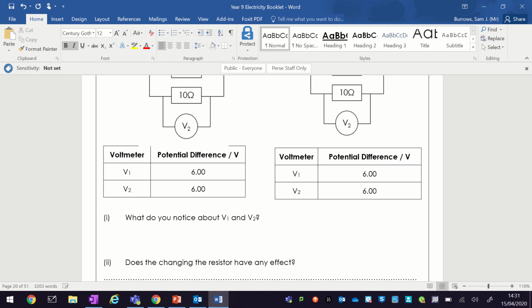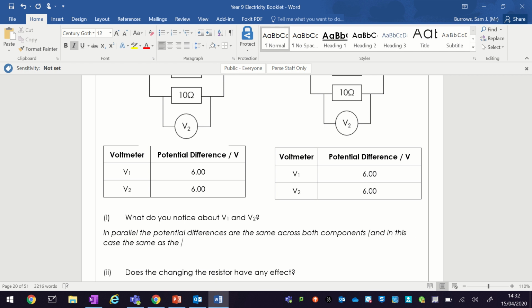So what do we notice about them? That's the first thing. In parallel, the potential differences are the same across both components. And in this case, the same as the power source.